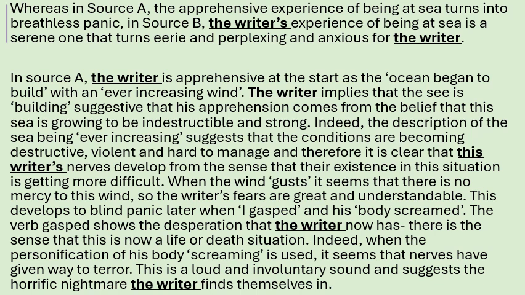Okay. So in source A, the writer is apprehensive at the start as the ocean began to build, ever increasing wind. The writer implies that the sea, I've made a mistake there, is building, suggestive that his apprehension comes. Look at me layers, okay? I talk about single words and I always link it to why that is used. Okay, so you'll see there that there's analysis, but it's always based on what the writer thinks. Again, you might pause it, you might have a look, and you might see how I've done that there.